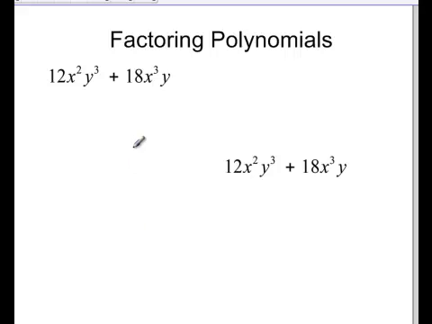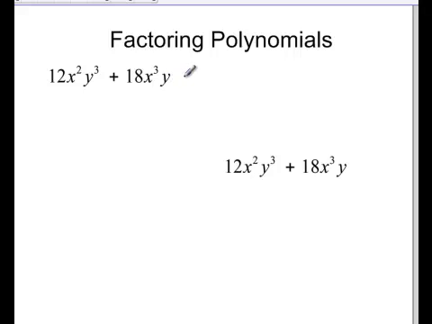In this video, we are going to start factoring polynomials, and let's start first by talking about what factoring is. Let's say we are given a polynomial. A polynomial is a sum of two or more terms. One more time, this is the sum of, in this case, two terms.